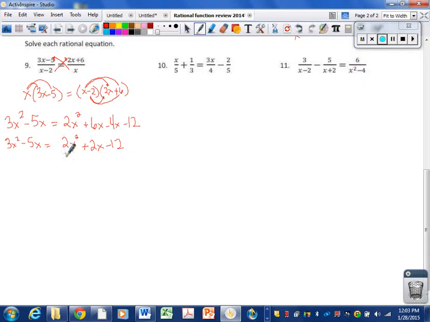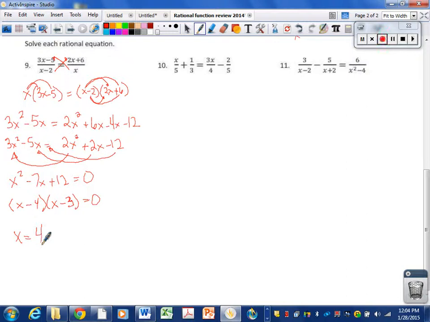12. Okay, because we have an x squared, we're going to get everything onto the same side, even the 12. So let's see. x squared minus 7x plus 12 equals 0. Okay, what numbers multiply to give you 12 and add to give negative 7? Negative 4 and negative 3. Negative 4 times negative 3 is 12. Negative 4 plus negative 3 is negative 7. So that means x can be 4 or x can be 3.